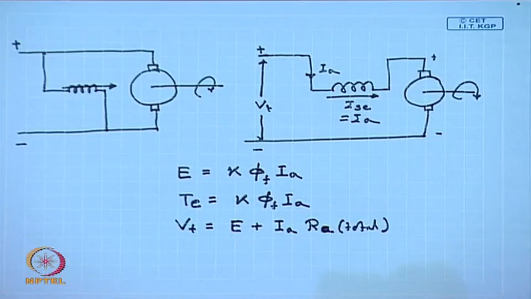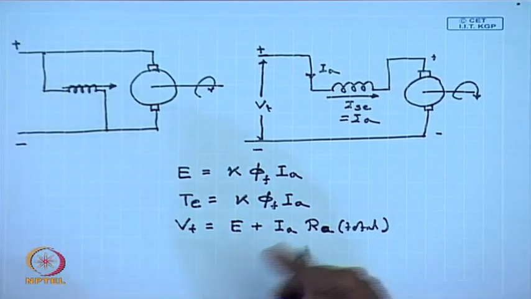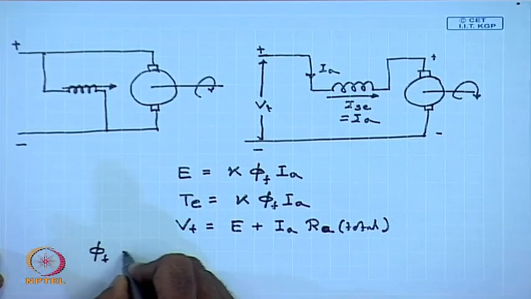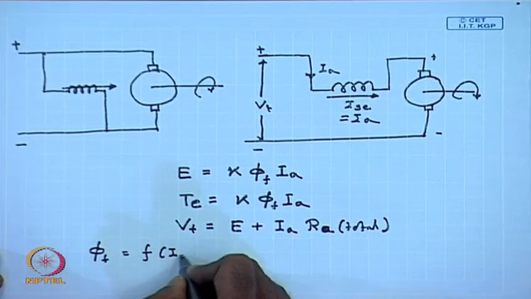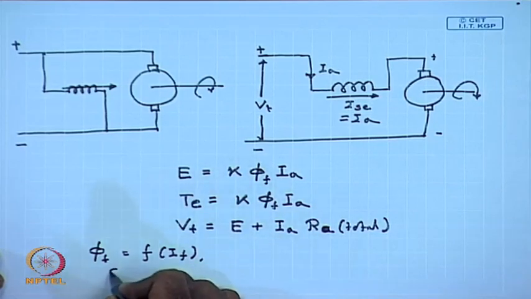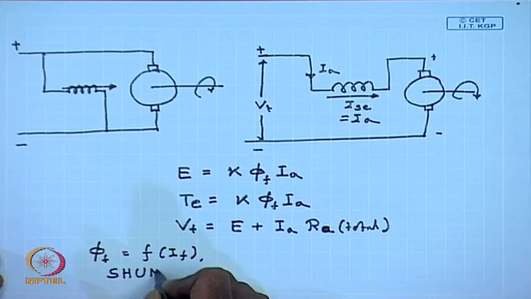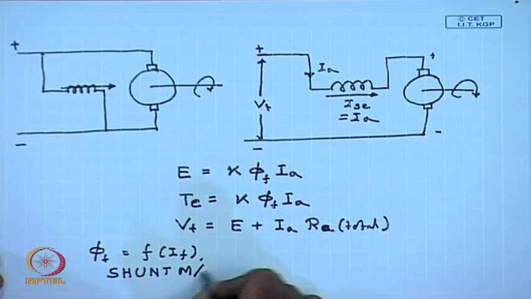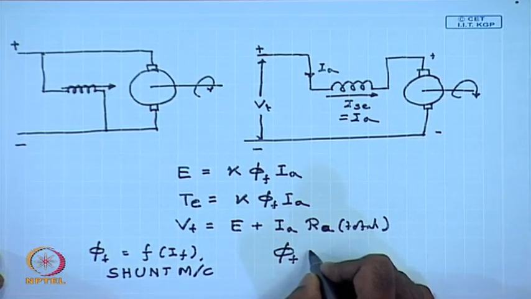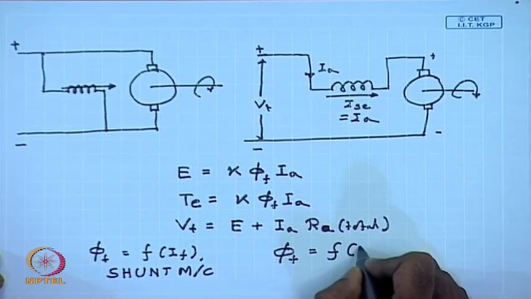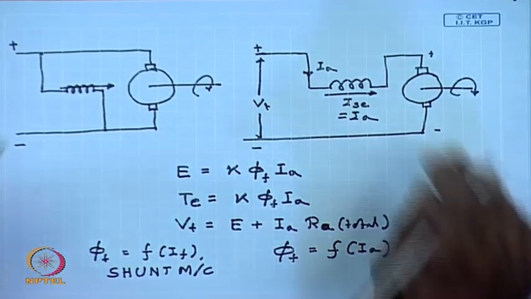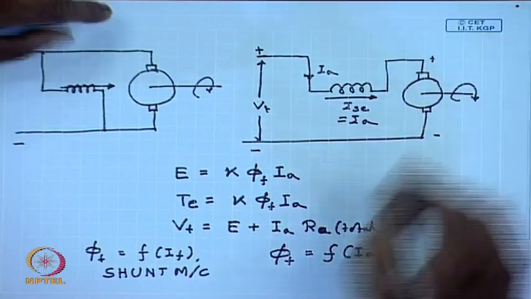Now, while for a shunt machine phi_f is a function of I_f, which can be controlled independently, for a series machine phi_f is a function of I_A, which is given by the magnetization characteristics of the machine.